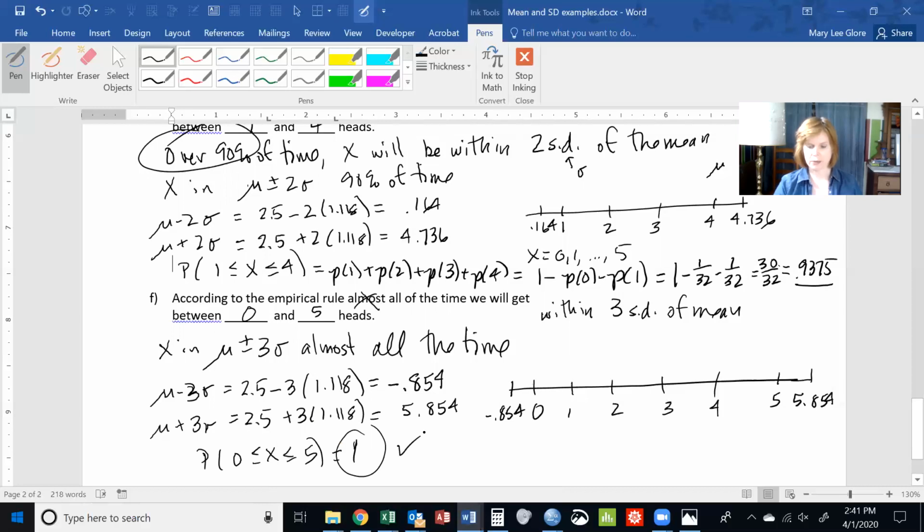Okay, so that was my review example for the mean and using the mean and the standard deviation calculation and the empirical rule calculation. And so you should be ready, if you got this, to take the quiz that's on Canvas.